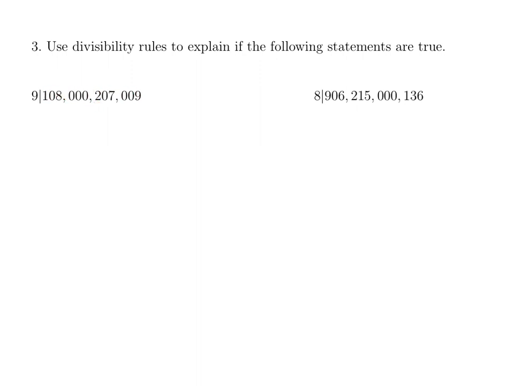So for this problem, we're going to look at the sum of the digits. I'm only going to add the non-zero digits. So the sum of these here. So this is 9 plus 9 plus 9, and that's 27. So here, 9 divides 27. Therefore, this is a true statement, meaning 9 divides this number because it divides the sum of the digits.